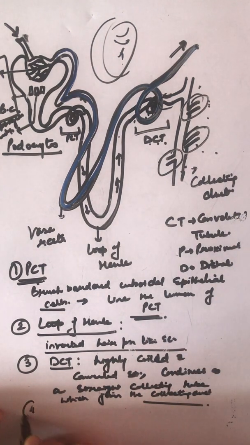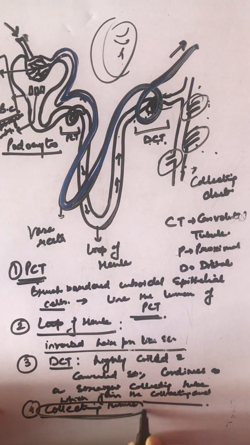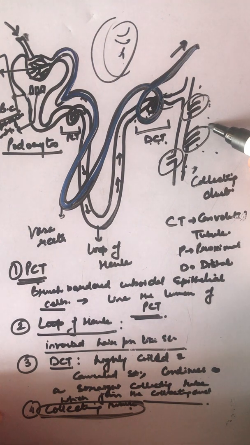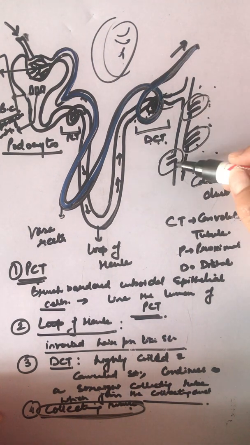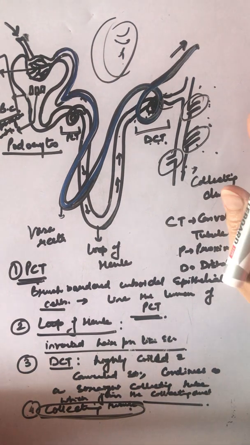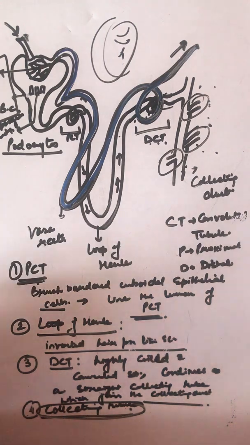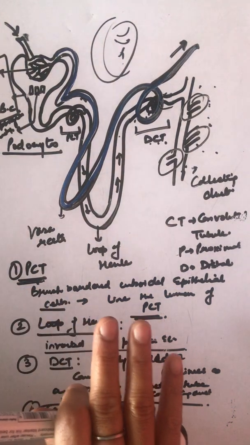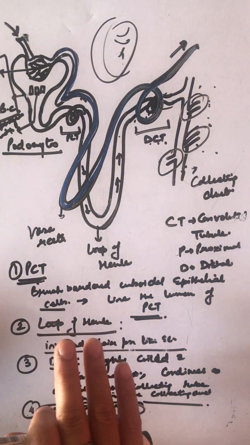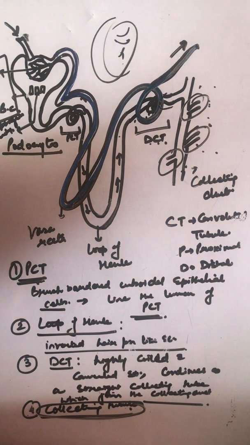So the fourth one is collecting tubule or the collecting duct. This is the collecting duct which collects the tubules of all the various nephrons or different nephrons. This is about the structure of a nephron. Now, whenever we cover the structure of nephron, the next thing that comes to our mind is how the urine formation takes place. Moving to the next video for the urine formation.